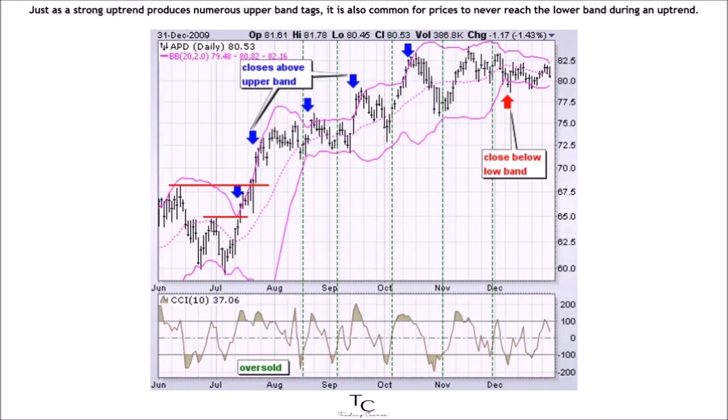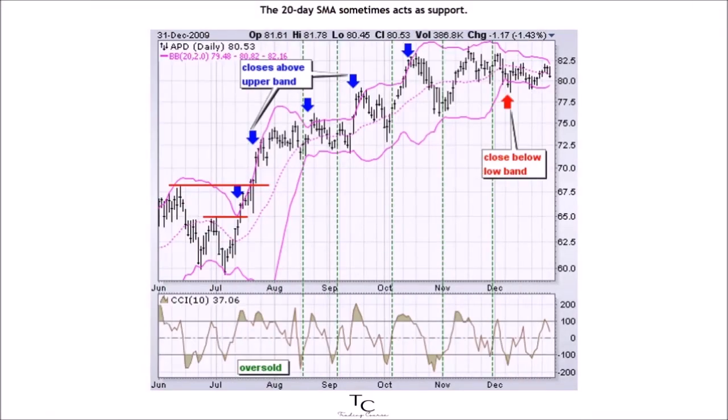Just as a strong uptrend produces numerous upper band tags, it is also common for prices to never reach the lower band during an uptrend. The 20-day SMA sometimes acts as support. In fact, dips below the 20-day SMA sometimes provide buying opportunities before the next tag of the upper band.